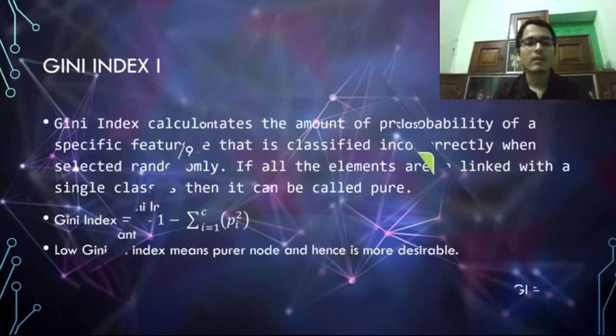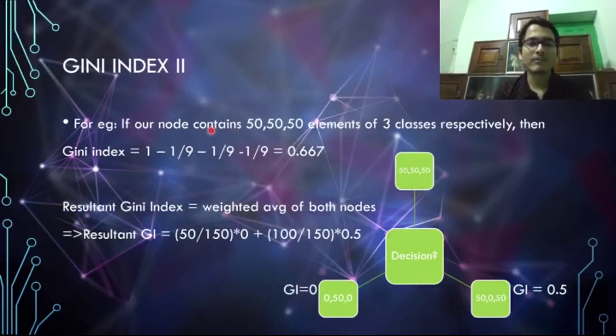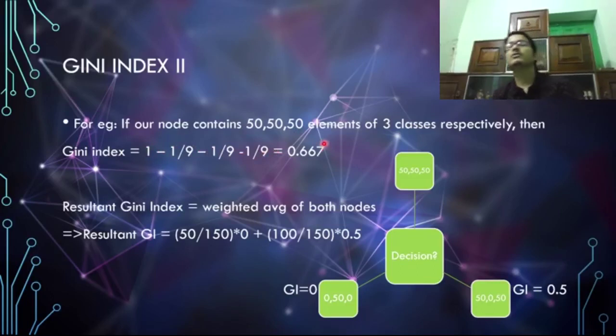So suppose let's say our node consists of 50 elements of 3 classes respectively. Let this be Setosa, Versicolor and Virginica of this Iris dataset. Our Gini index will be, so what is the probability of the first class? It is 1 by 3, 50 by 150. The next class is 1 by 3, and the third class is also 1 by 3. So we do Gini index: 1 minus the summation of the square of the probability. So 1 minus 1 by 9, minus 1 by 9, 3 times. So it is basically 1 minus 1 by 3, which reduces to 2 by 3, which is 0.667.